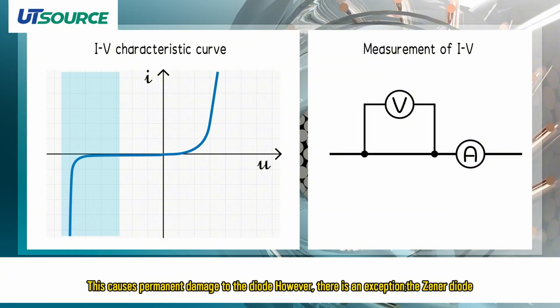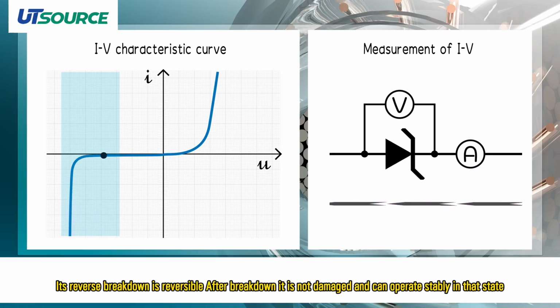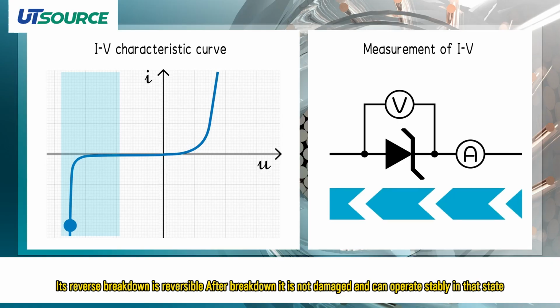However, there is an exception, the Zener Diode. Its reverse breakdown is reversible. After breakdown, it is not damaged and can operate stably in that state.